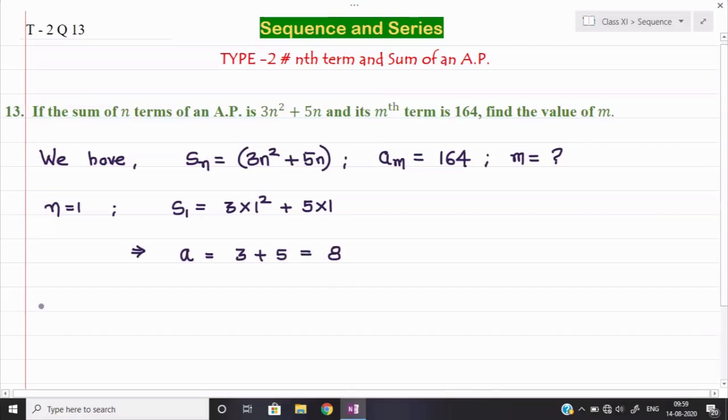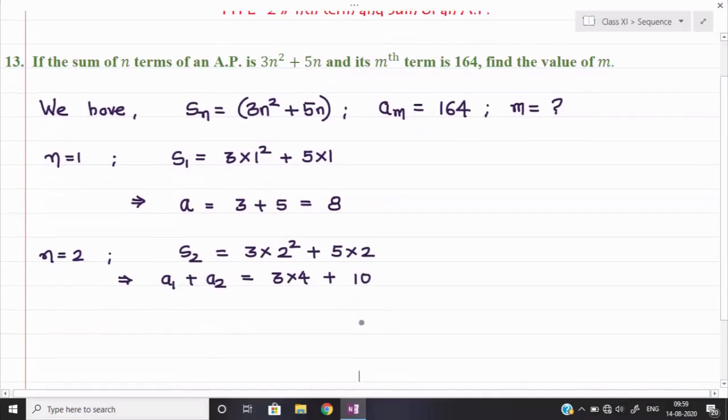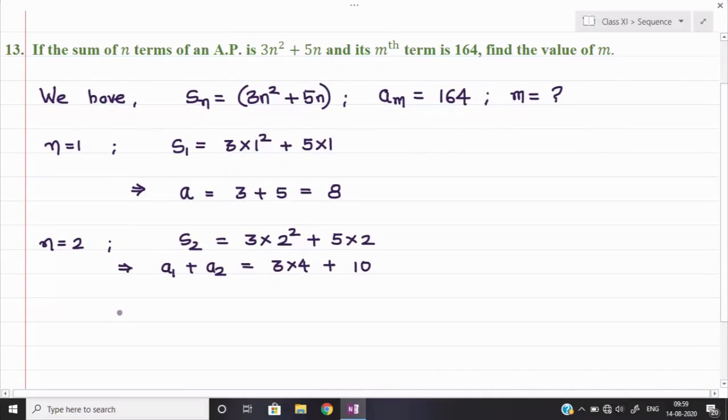Similarly, let us put the value n is equal to 2. So we will get here S2 is equal to 3 into square of 2 plus 5 into 2. Okay, and S2 means what actually? The first term and the second term, means symbolically we can write A1 plus A2 is equal to 3 into 4 plus 10. Okay, square of 2 is 4. So A1 means what here? That is A, and A2 means the second term.